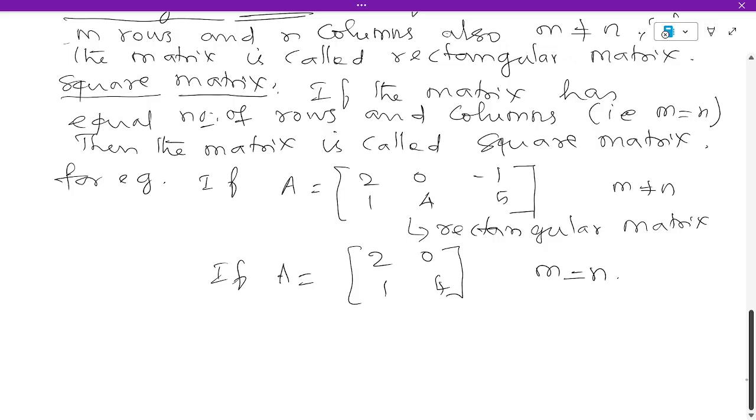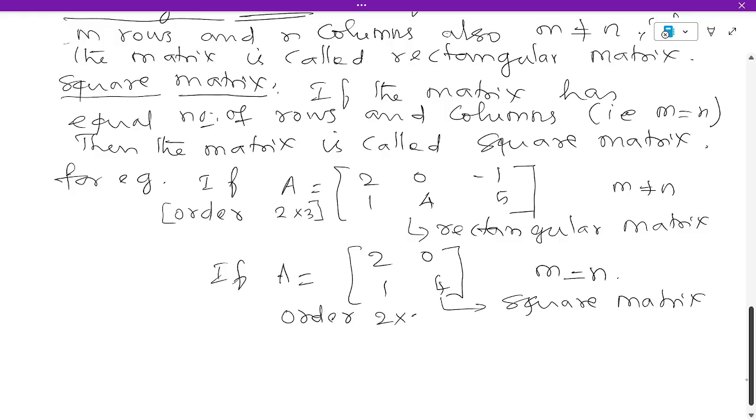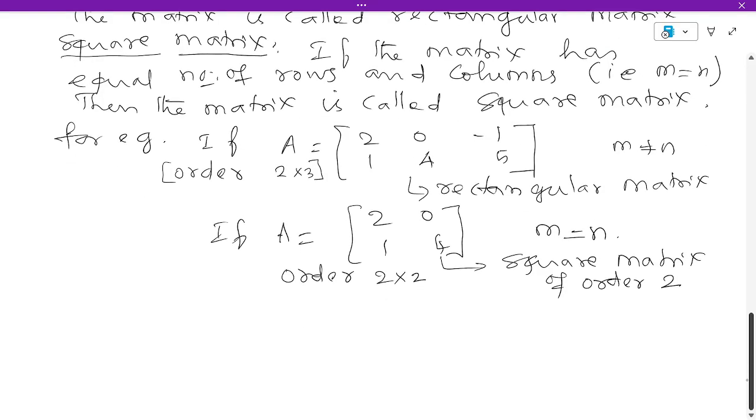So what is the order of this matrix, for that first one? First we have to write the number of rows, 2 rows, then columns. Order is 2 by 3. But here, it is actually a square matrix. What is the order? Order is 2 into 2. But we have to write square matrix of order 2. No need to write 2 by 2 every time. Simply if you write square matrix of order 2, then we can understand that 2 rows are there, 2 columns are there.